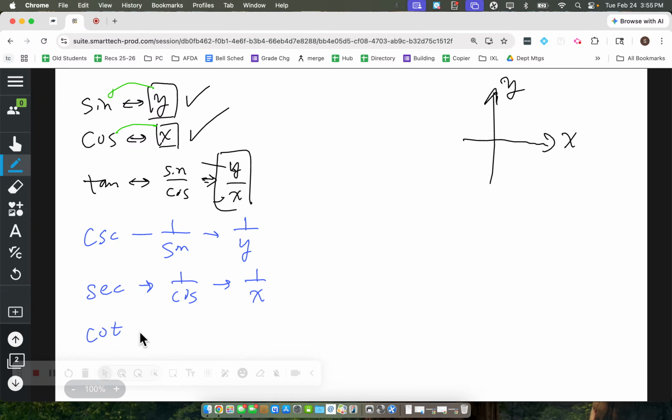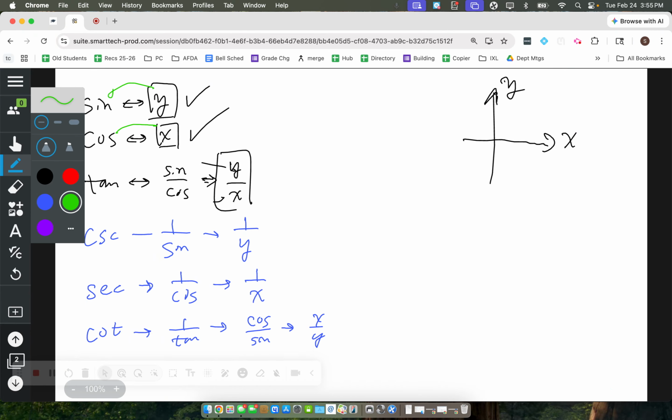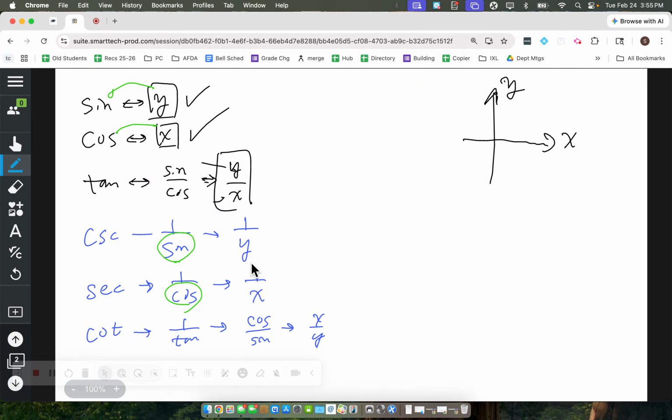And cotan, you guessed it, is the reciprocal of tan, the upside down, but that just means you flip over the tan. 1 over tan, which means it's cosine over sine, which means that is x over y. Everything is going to be defined in terms of sine and cosine, which means everything's going to be related to x and y. And that way, we translate everything into this world, where really everything can be defined by x and y.